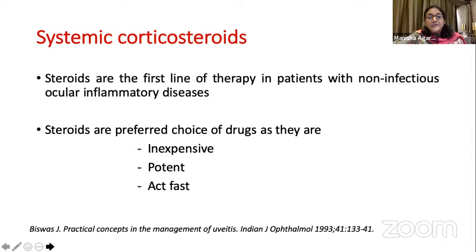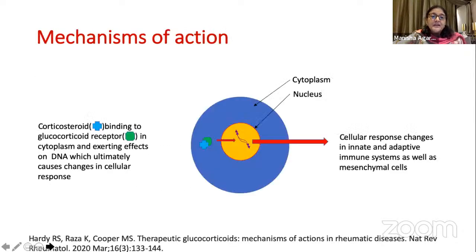And why are they the preferred choice of drugs? Firstly, because they are inexpensive, they're very potent drugs, and they act very fast. Coming to the mechanism of action of systemic corticosteroids, they primarily bind to the glucocorticoid receptors in the cytoplasm and exert effects on the DNA, which ultimately causes changes in cellular response.